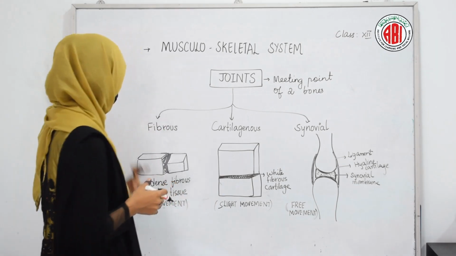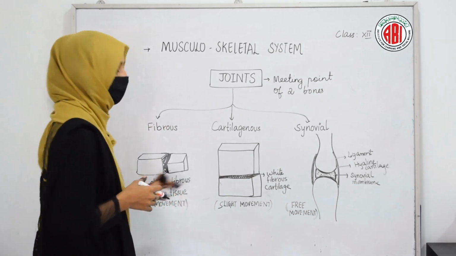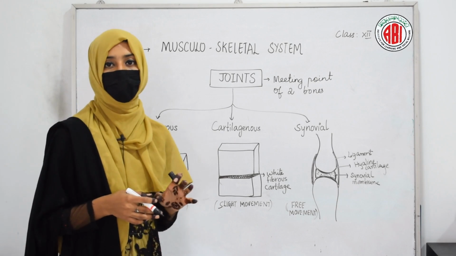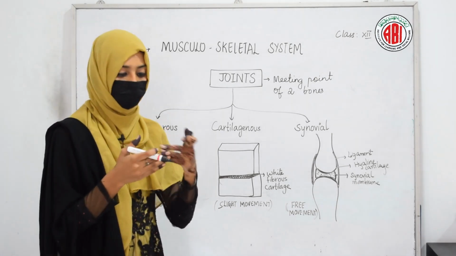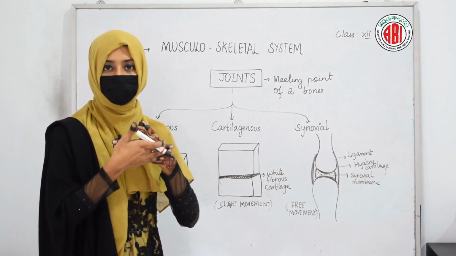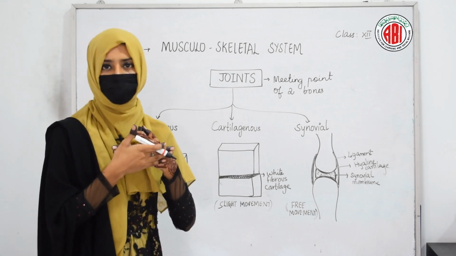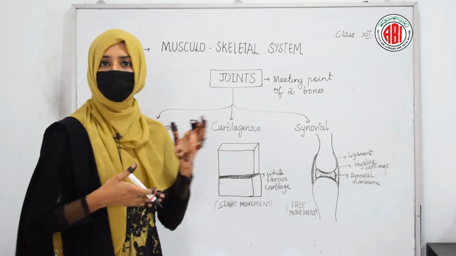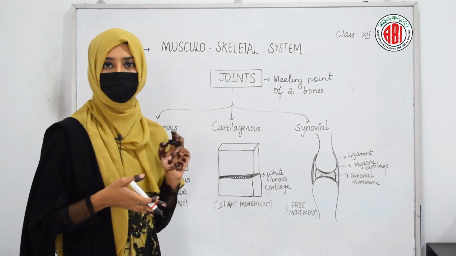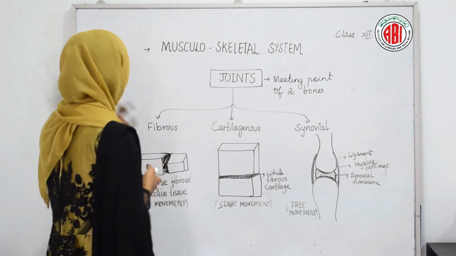You can see the presence of dense fibrous connective tissue that does not show any movement. One bone is attached to the other bone so strongly that they do not move. No movement can be seen in between the two bones that are joined by the fibrous joint.